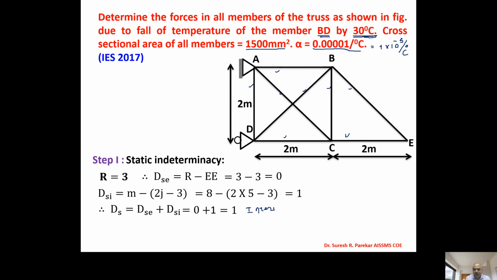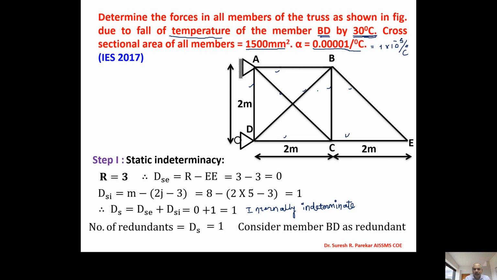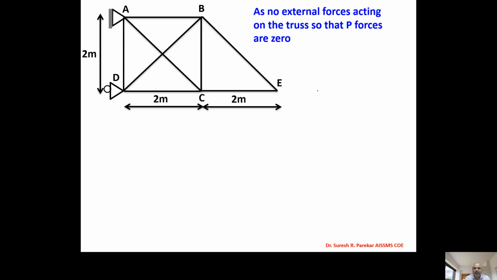And as it is internally indeterminate, we have to consider a member as redundant. Which member? The member which undergoes temperature change, and that is member BD. So the number of redundants DS is 1. Consider member BD as redundant. As no external loads are acting, which is most important, all P forces are 0.